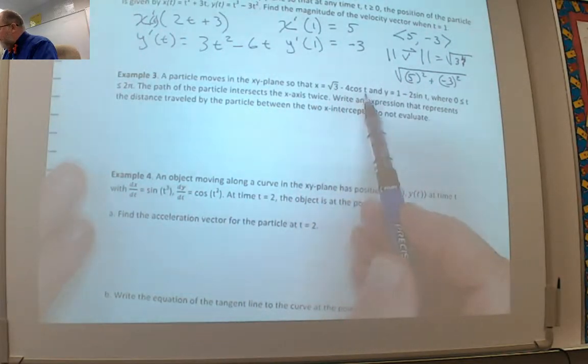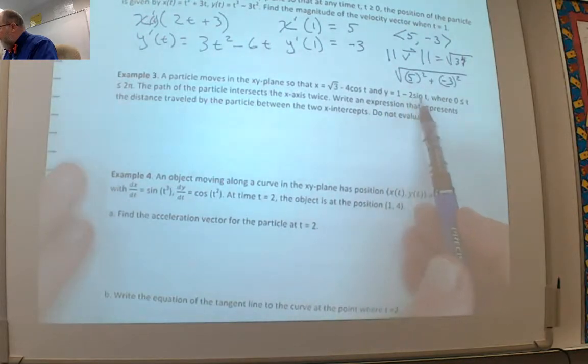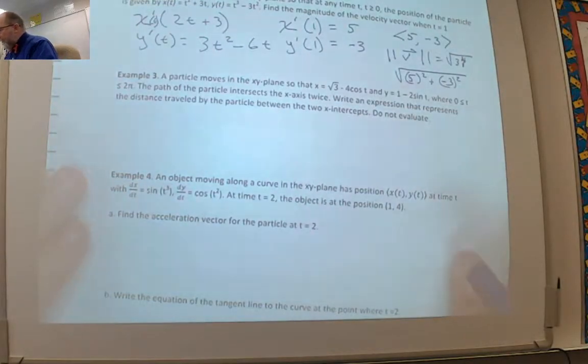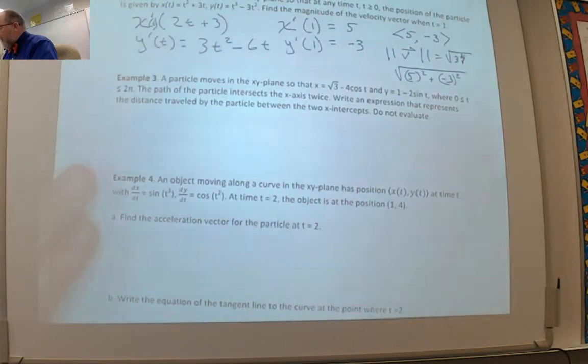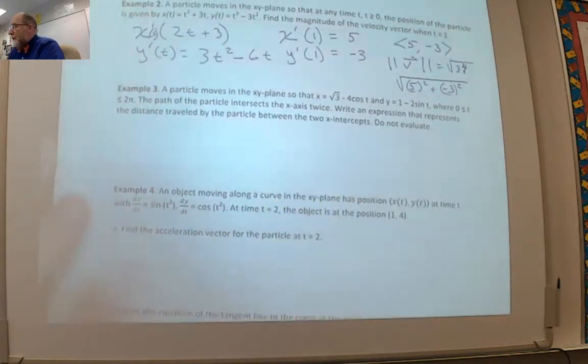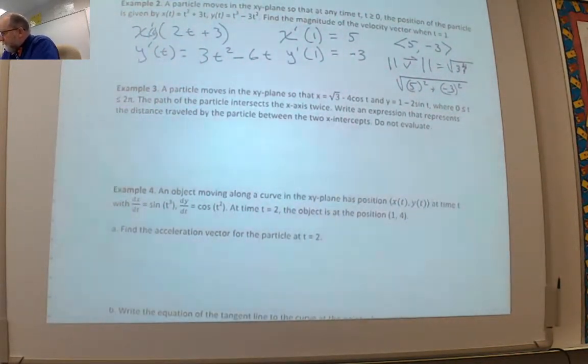Example 3. A particle moves in the xy plane so that x equals the square root of 3 minus 4 cosine of t and y equals 1 minus 2 sine of t, where t is between 0 and 2 pi. The path of the particle intersects the x-axis twice. Write an expression that represents the distance traveled by the particle between the two x-intercepts. Do not evaluate. Jonathan, any ideas? They say do not evaluate.